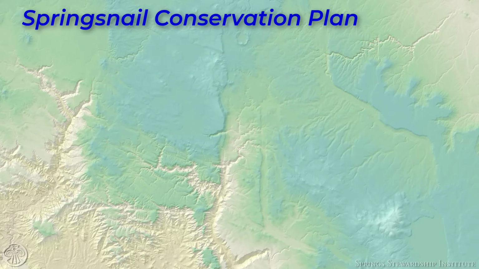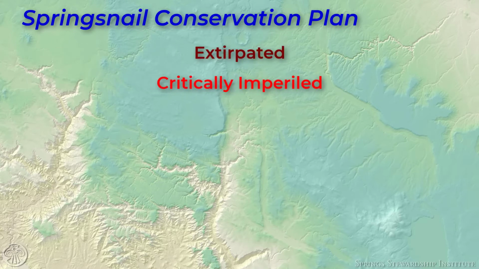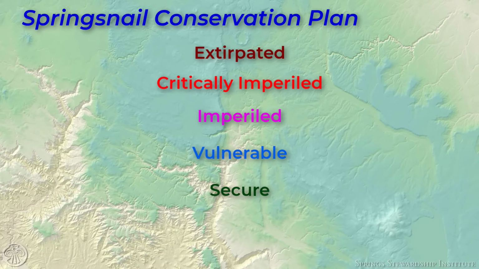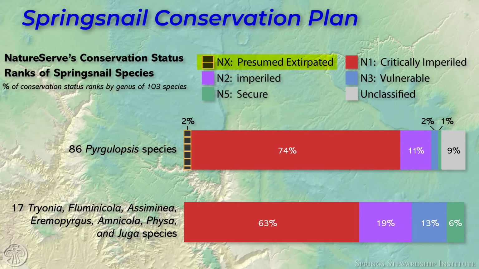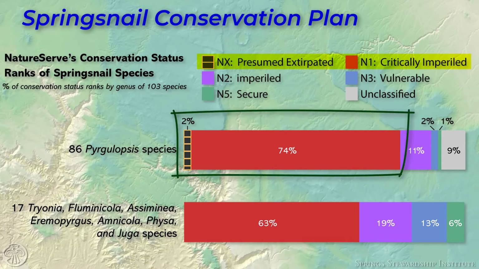The spring snail species in Nevada and Utah are classified as either extirpated, critically imperiled, vulnerable, or secure. A few species have never been classified, and these classifications follow the NatureServe Conservation Classification System. The great majority of spring snail species are either extirpated or critically imperiled. This includes 76% of Pergolopsis species and 63% of all other spring snail genera.